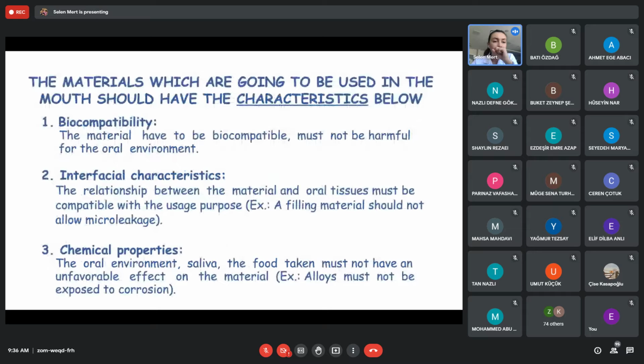And the fifth problem can be carcinogenicity. After inhalation, ingestion, dermal application, or injection, carcinogenic materials induce malignant tumors, increase their incidence and malignancy, or shorten the time of tumor occurrence. So there is no current dental material which leads to any carcinogenic occurrence. And the sixth one is teratogenicity.